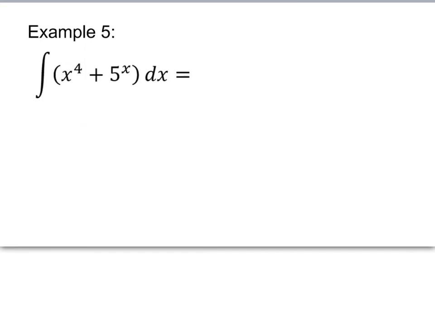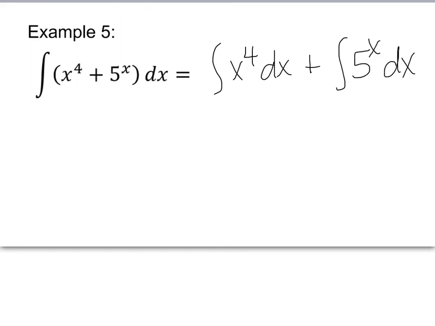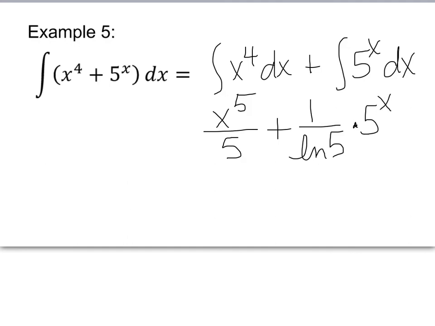Okay, remember anytime you've got two functions that are added together, you can actually write this as the integral of x to the 4th dx plus the integral of 5 to the x dx. So x to the 4th is an integral we've been working with ever since we started integration. It's just a power rule. So we're going to add 1 to the exponent, x to the 5th, over 5. Okay, and then for 5 to the x, 1 over ln of 5, times 5 to the x. I did not have to make any adjustments because it was an x, not a u, and then plus c.